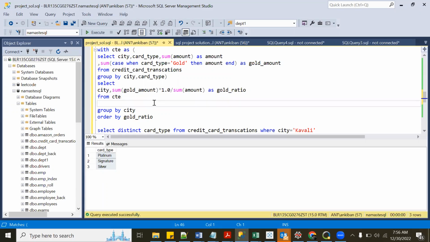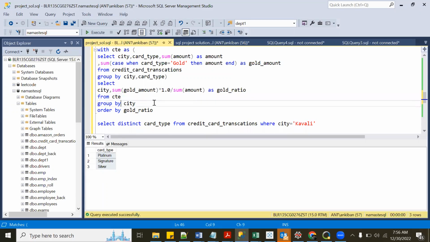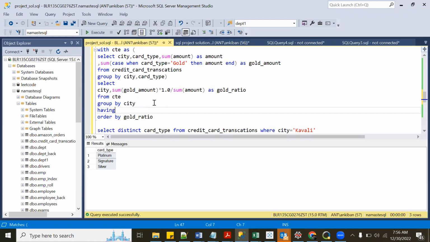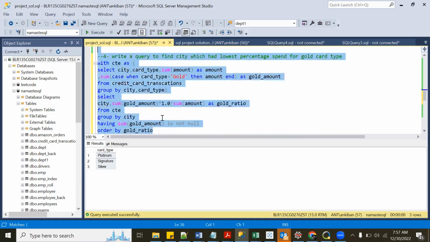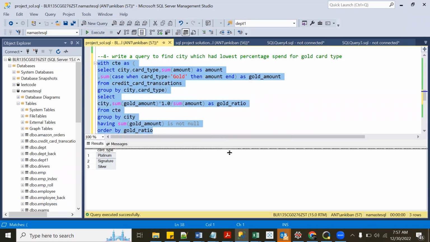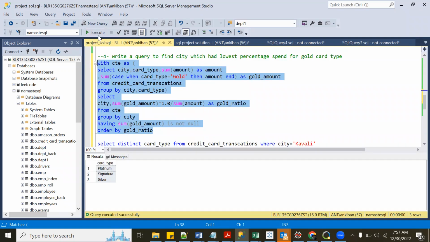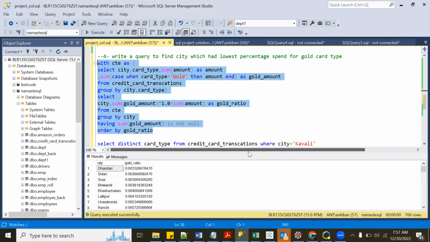So I will say from city, and because I have to do a filter on aggregation, having sum of gold amount is not null, right? I don't want those cities where none of the transactions is of gold. So I will take them out and then I will check the ratio. Okay, so now this is the answer.